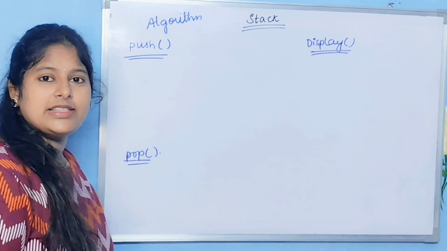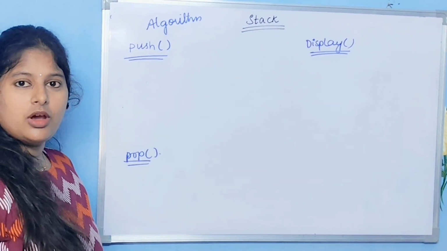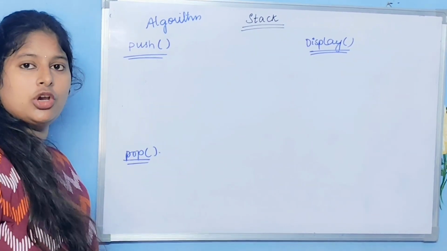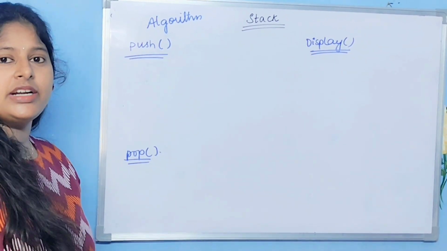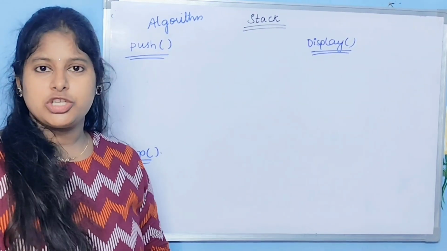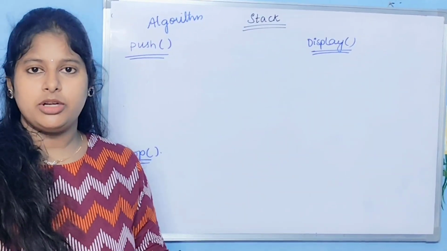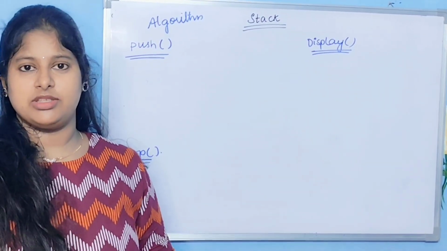So now let's see the algorithm for push, pop and display operations. What is meant by push? You are trying to insert elements into the stack. What did we say? In case I want to push elements, I need space, right? Only if I have space in the stack will I be able to insert or push elements, right?